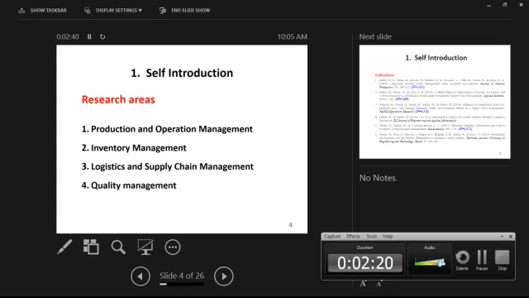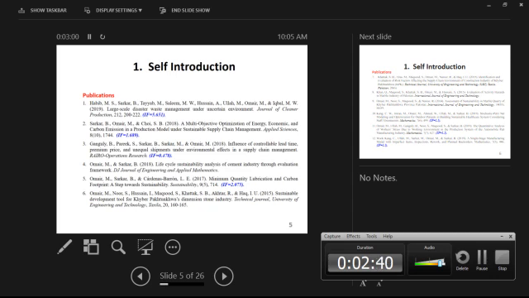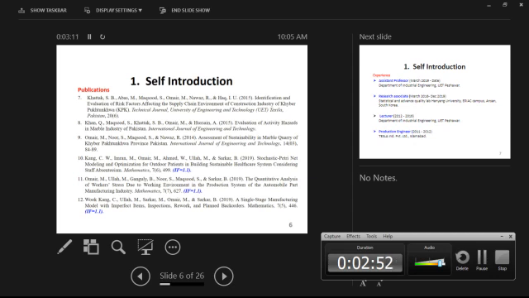My research areas are production and operations management, inventory management, logistics and supply chain management, and according to the course, quality management is also one of my core areas. These are my publications which I have done during my PhD and my MSc. You can see all these. I've given all the information, and if you need some information or data from these publications, I can also provide it.